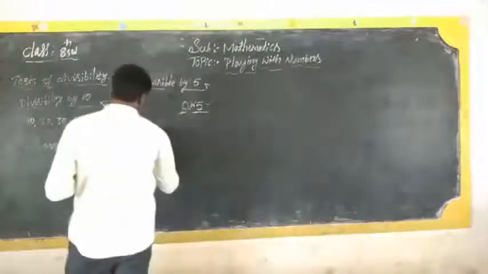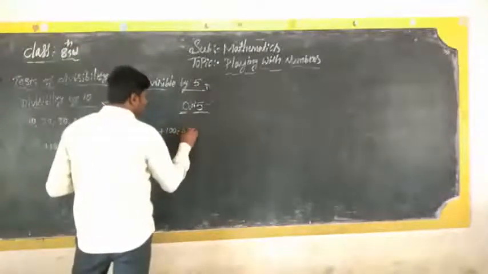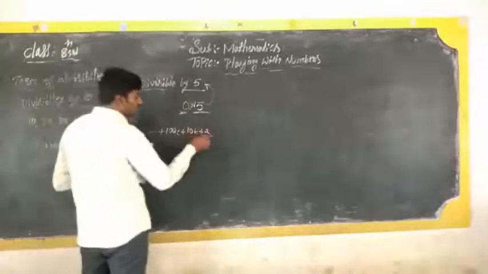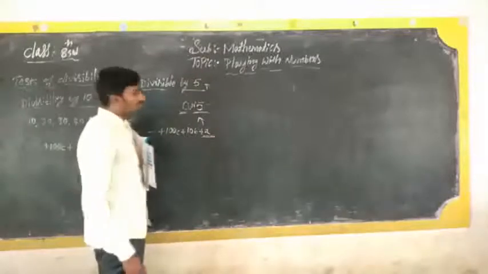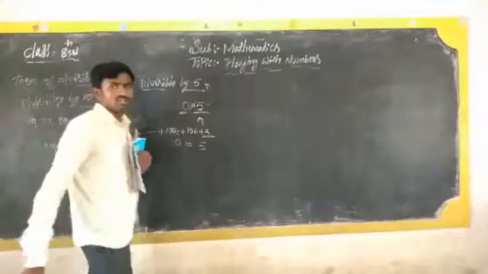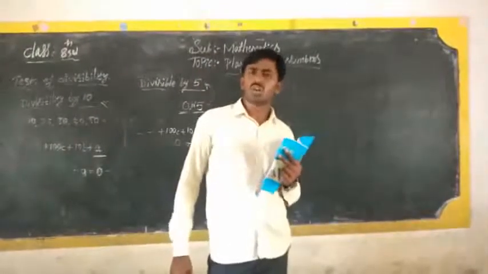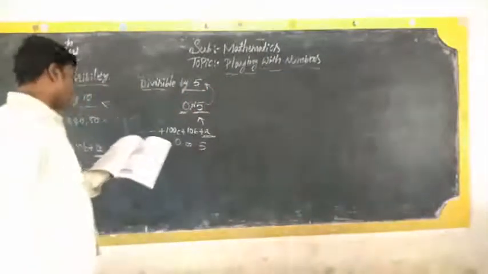For example, the number 100C plus 10B plus A, the last digit is going to be 0 or 5. The last ones digit must be 0 or 5. So that is the divisibility of 5.